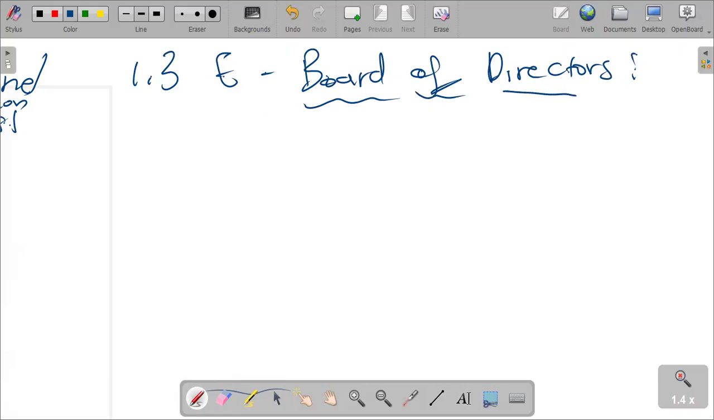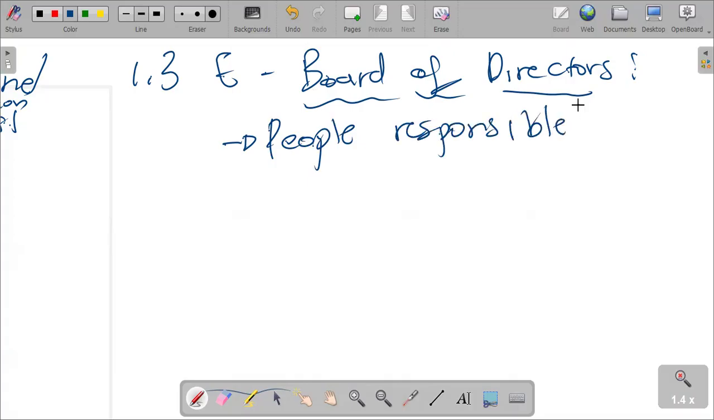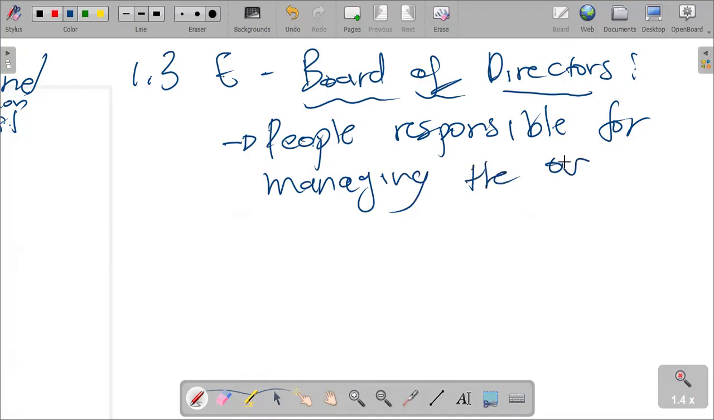All right. So what is the responsibility of your board of directors? The responsibility is to manage the overall operations. So basically, who are the board of directors? You'd say people. So board of directors are people responsible for managing the overall operations of a business.